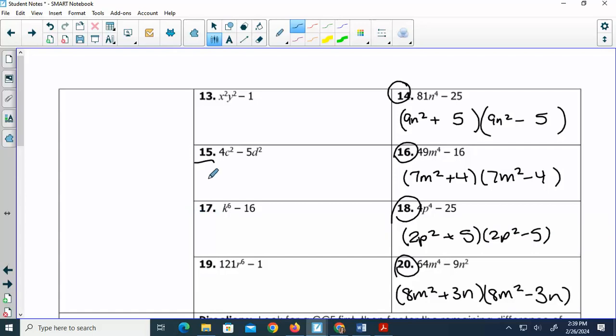It has the minus. 4c squared would break into what? Oh, it's prime. Why? Because what's the square root of? Exactly. So this starts out like a problem we could do. 2c plus, 2c minus. But can we do the square root of 5? So we would call this one prime. So things that can make it prime is if it has an addition sign, or if one of those terms is not a perfect square.